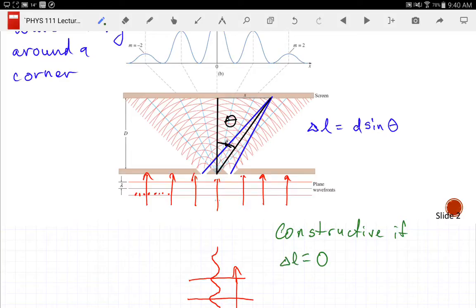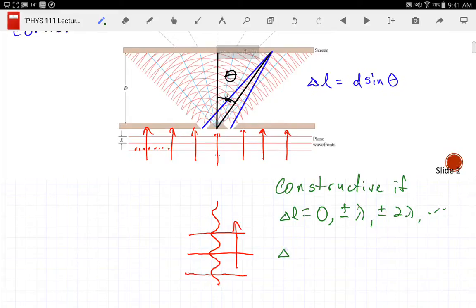But how long does a wave travel before it repeats? What do we call that? A wavelength. If a wave travels a wavelength, it will be back to the same phase. And so we could also be plus or minus 1 wavelength for the difference, or plus or minus 2 wavelengths, etc. So we write this condition as delta L is equal to m lambda, where m is any integer.